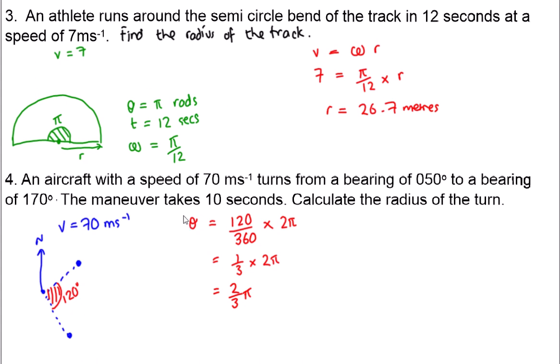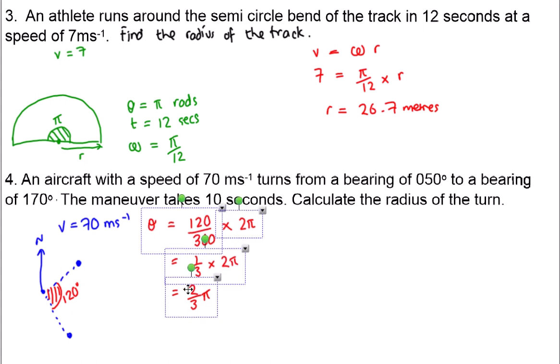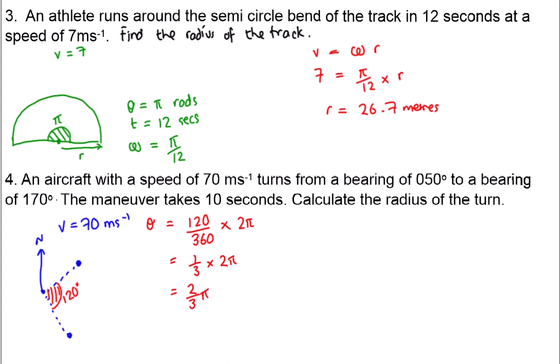So that's our theta, and it took 10 seconds. So to work out omega, we do theta, which is 2/3 pi, divided by 10, and probably the nicest way of writing that is 2/30 pi. So now we've got lots of information. We've got V, we've got omega, and all we've got to do now is find the radius of the turn.